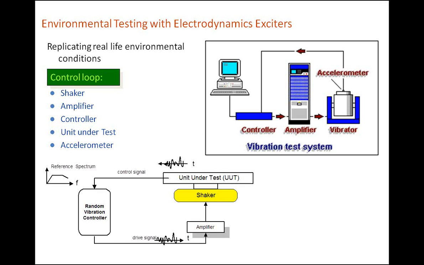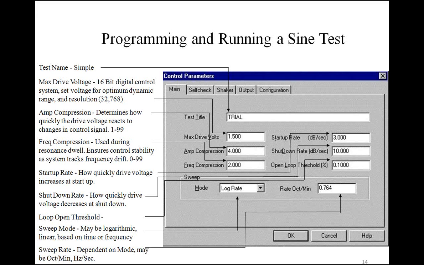So that's the most important part, this control loop that constantly monitors what's out there, either with one accelerometer or many accelerometers, so that we can make sure the target drive signal is achieved and maintained. When we look at programming and running a sine test, it's just not something where you turn on your computer and go ahead and run a test. There are values and levels that need to be taken into account. Next week we'll be discussing amplitude compression, frequency compression, and different sweep rates that are important to consider when you're doing a sine test.